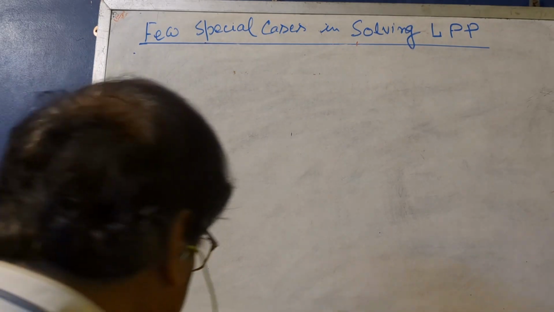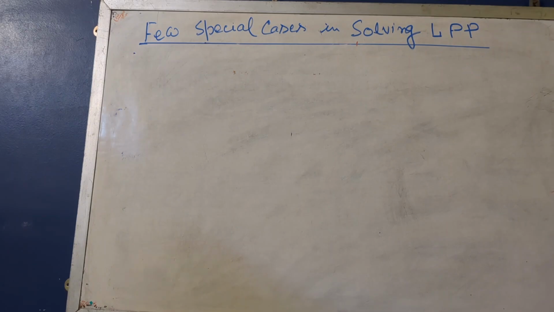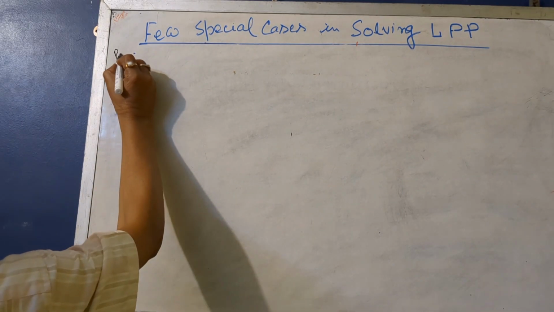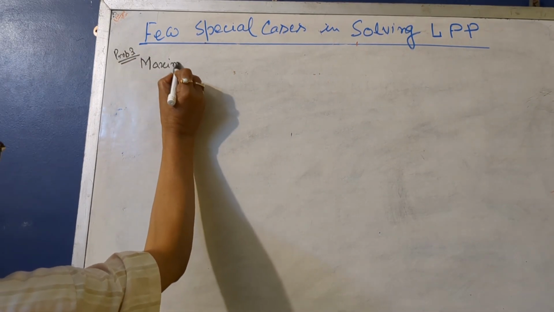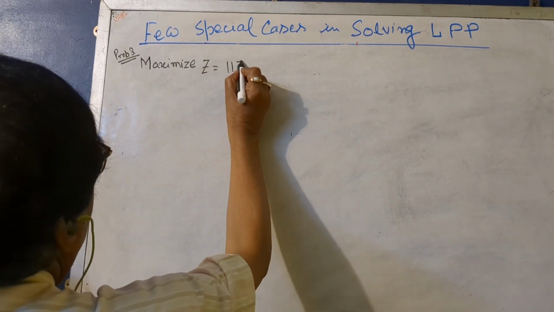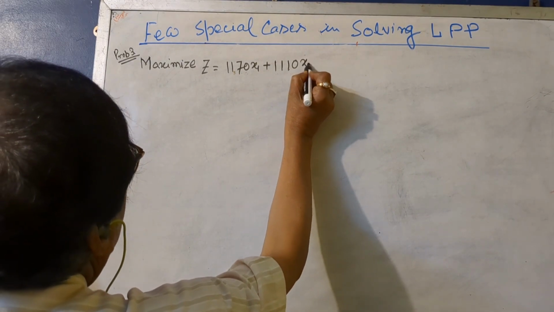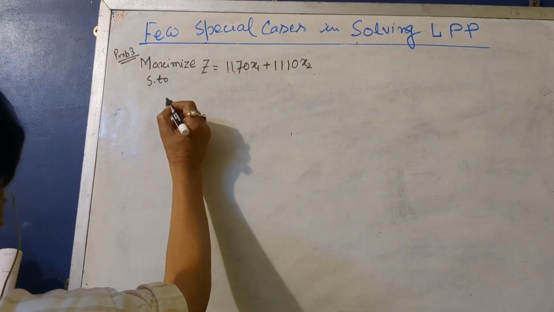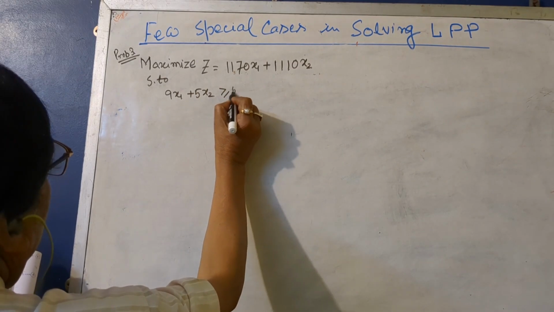What is the situation? Redundant constraint. Now I am taking another problem. Say this is a case of redundancy of constraint. First I am writing and showing you the solution, then I will discuss what is the speciality. Problem 3. Okay, first maximize z equals 1170 x1 plus 1110 x2 subject to 9x1 plus 5x2 greater than or equal to 500.